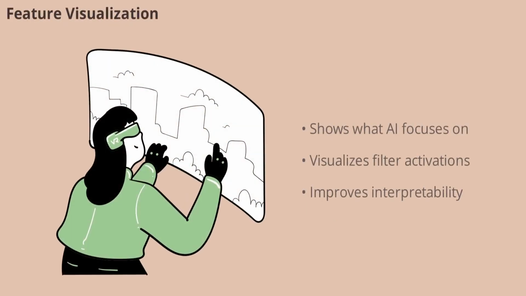To better understand how CNNs see images, researchers use feature visualization. This technique shows which parts of an image activate certain filters in the network. By visualizing these activations, we can see what the AI is focusing on, like edges, textures, or specific shapes. Feature visualization helps improve network design and interpretability, making AI systems more transparent.